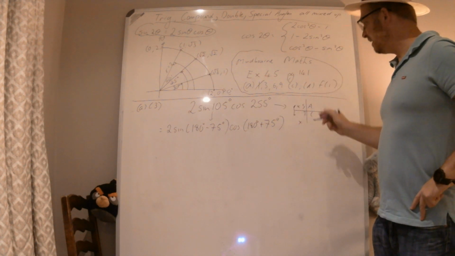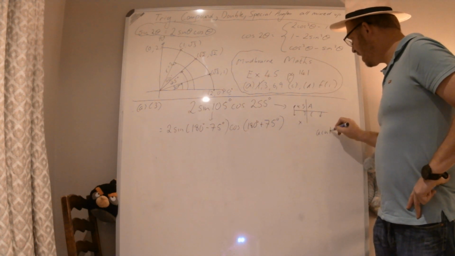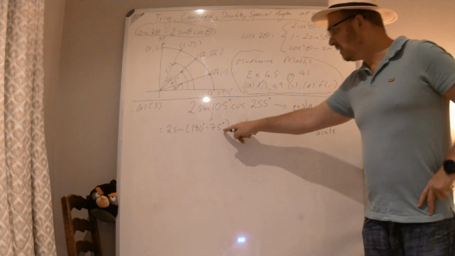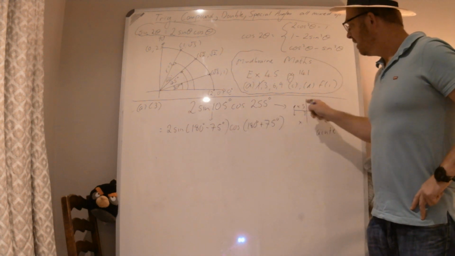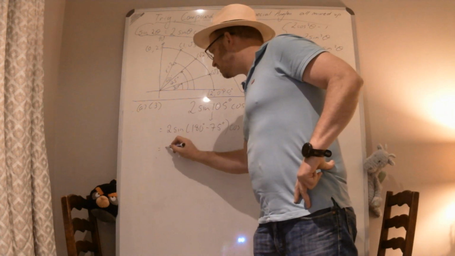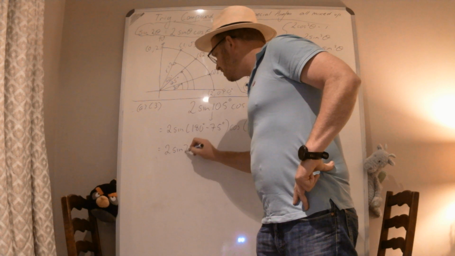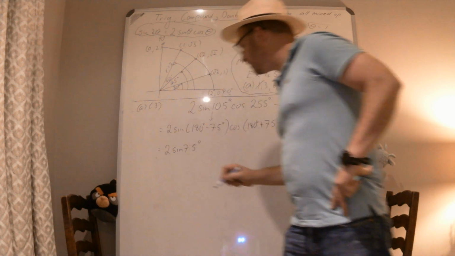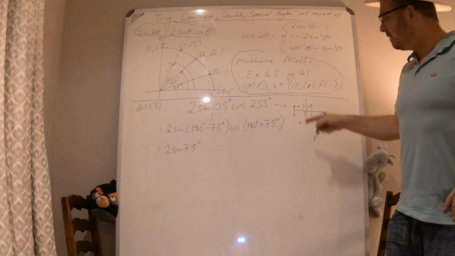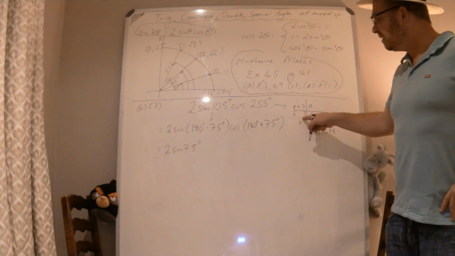First process, get everything to be acute angles. So sine 180 minus 75, you've got to use reduction formula here. You're in which quadrant? Quadrant 2. What happens to sine? It stays positive. So it's going to be 2 sine 180 minus 75 reduces to sine 75. Cos 180 plus 75. I'm in this quadrant over here. What happens to cos in the third quadrant?